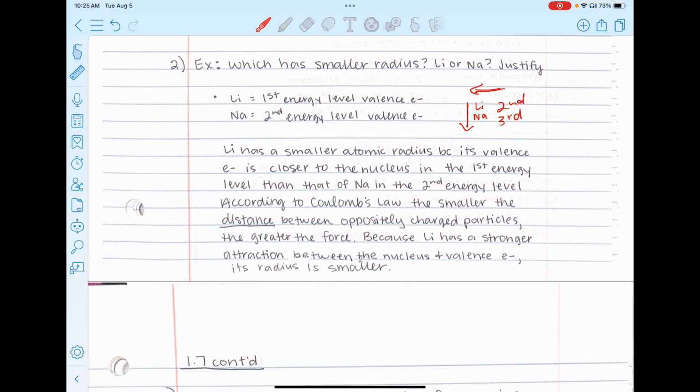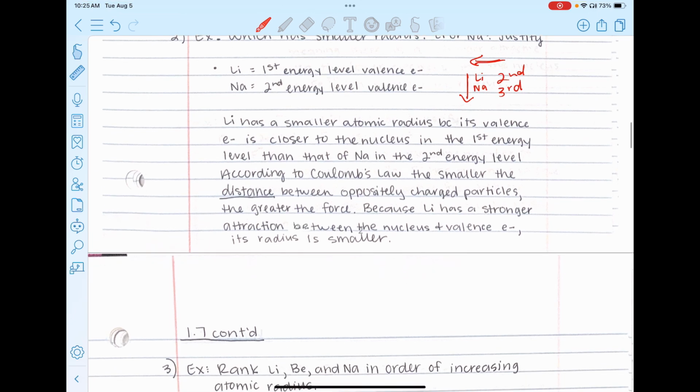Why? Well, lithium's atomic radius is going to be smaller because its valence electrons are closer to the nucleus. This one's about distance, right? Not charge, because we're at different energy levels. So according to Coulomb's law, the smaller the distance, the greater the force, right? So because lithium has a stronger attraction between the nucleus and its valence electrons, because they're in the second energy level, which is closer to the nucleus, a lesser distance, its radius is going to be smaller than that of sodium, which has valence electrons in the third energy level, which experiences a weaker force of attraction between the nucleus and its valence electrons.